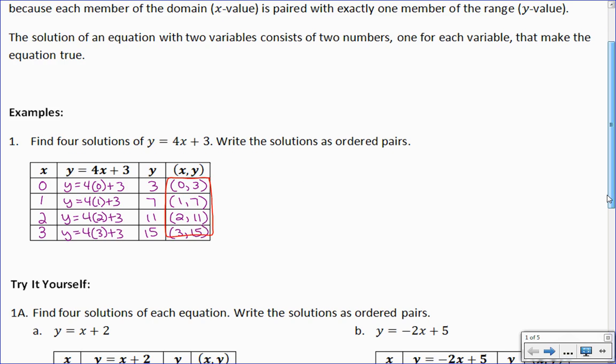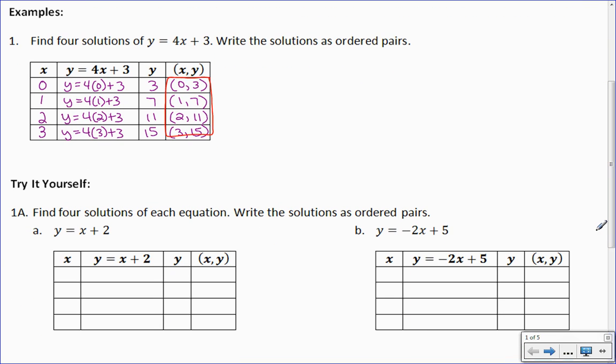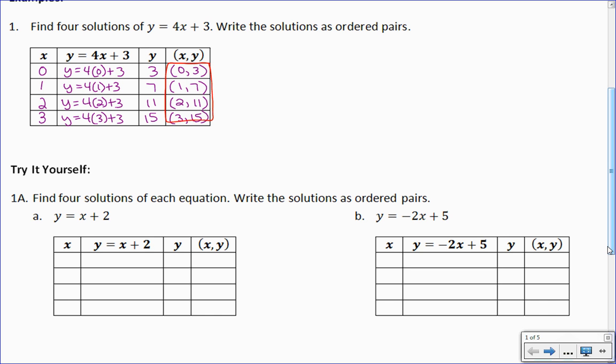Okay, so for the try it yourself problems, remember again, you can choose whatever numbers you want for x. You're just finding solutions of each of those equations. So go ahead and work through those, pick whatever numbers you want for x, figure out the corresponding numbers for y. When you hit play to continue watching the video, I'll give you some examples of solutions, but remember that yours can be different. So go ahead and pause the video, work through those 2 problems, come up with 4 solutions for each one, and then when you're ready to check your answers, go ahead and hit play to continue.